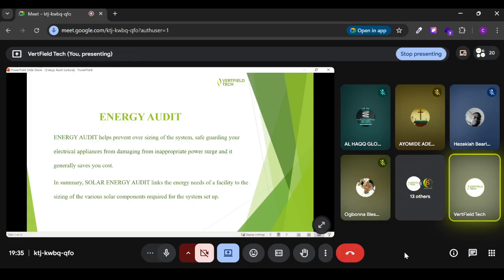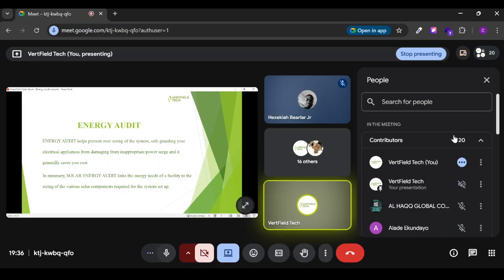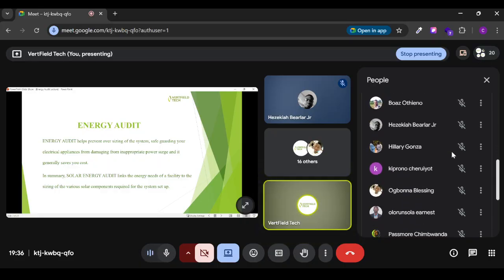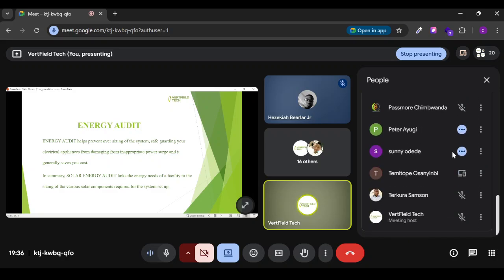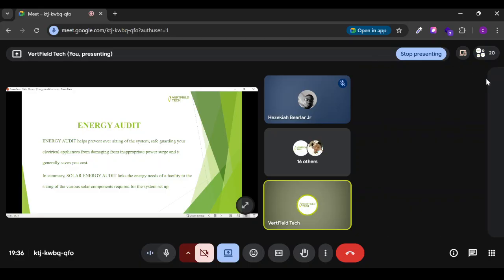As usual, we would connect how the energy audit generally saves you cost to preventing you from oversizing of the solar system. So, what that simply means is that energy audit right here is doing three things for you. It helps you to prevent oversizing of your system. It helps you to safeguard your system, and it will also help you to save costs.